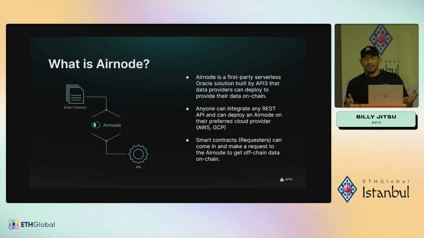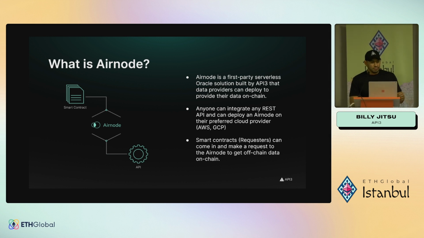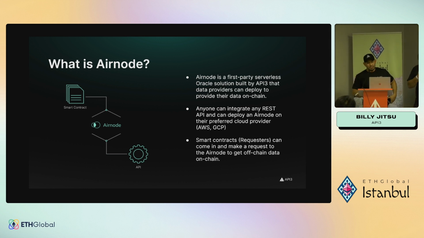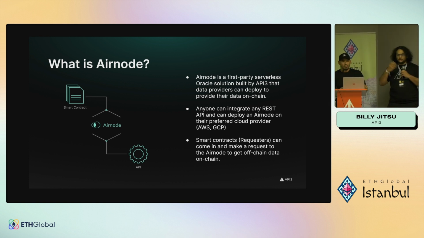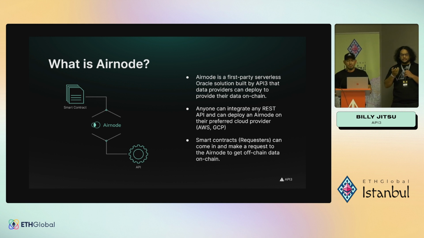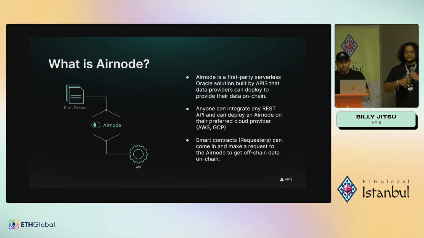And so what is an AirNode? In short, they are smart contracts that we have deployed on every chain that you want to use that have the ability to do requests off-chain and then communicate back to your smart contract. If I were to break it down, let's say you have an API and you want to call it on-chain. An AirNode is a very lightweight application that you deploy on a cloud provider like GCP or AWS, which will basically act as an adaptive layer between the API and the blockchain.